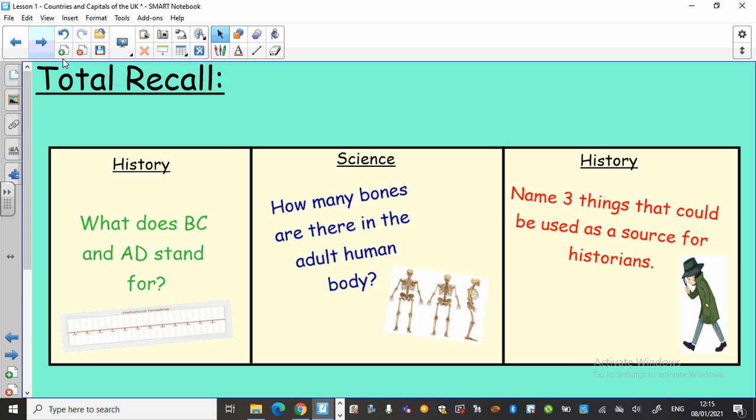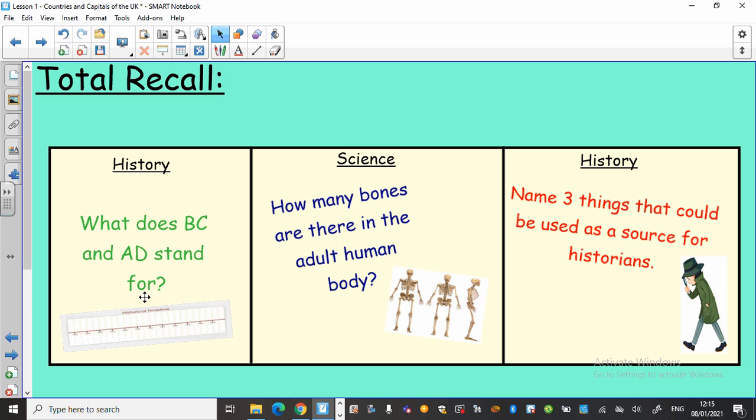The first one I want us to have a look at together, and you don't need to write this down, I just want you to have a little think about it. Jumping back to last time when we did history, can you remember what BC and AD stand for? What do they mean? If you want to have a little think, pause, and then press play when you're ready.